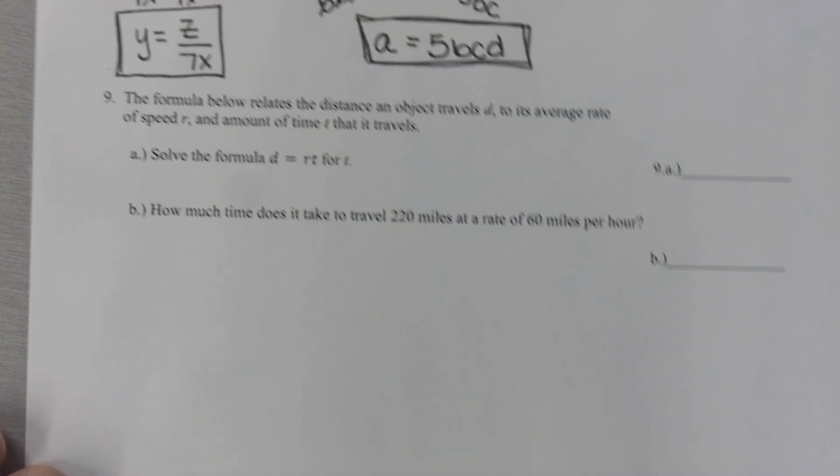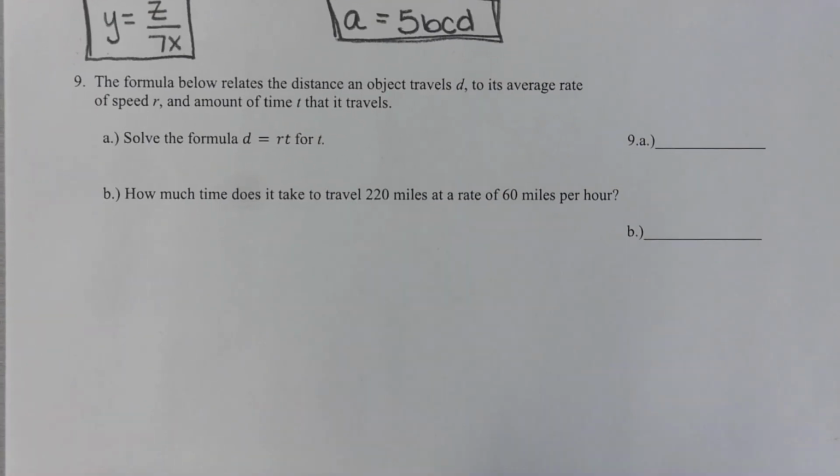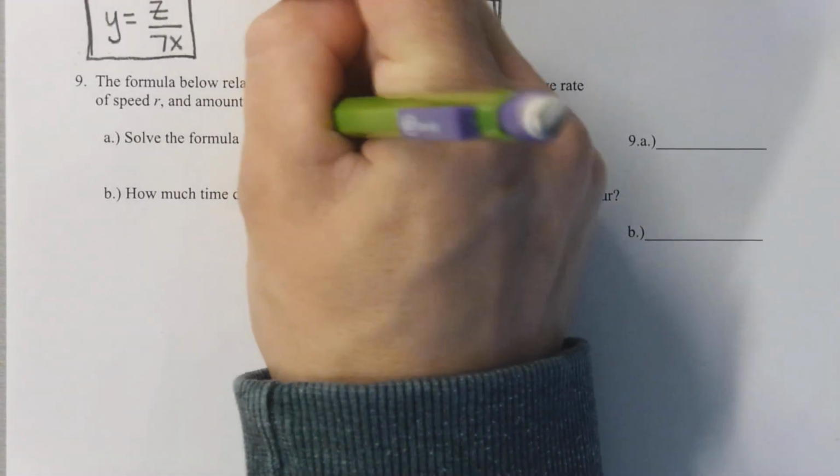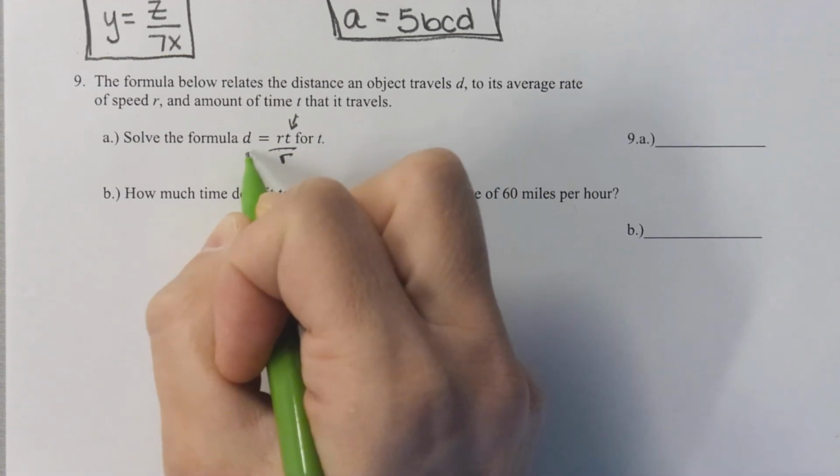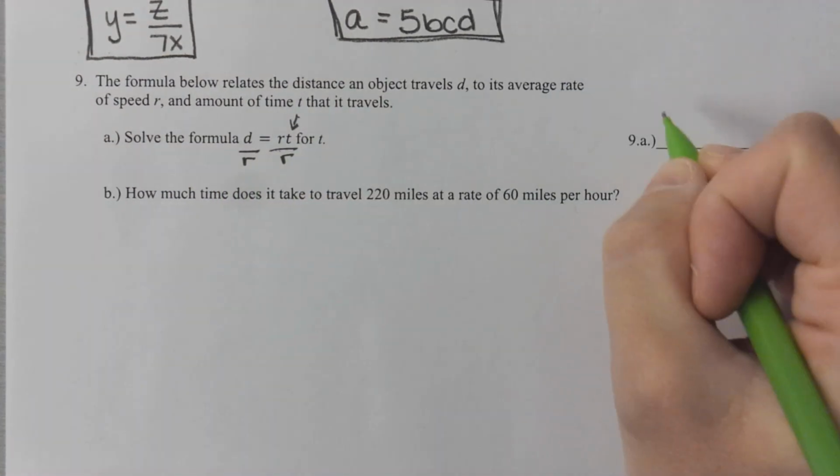I have a question for you. Did you get a decimal? I did get a decimal. Okay. We've got a formula. It's that one we've been using a bunch. Distance equals rate times time. And we want to solve for T. So we're going to divide away the R. D over R equals T.